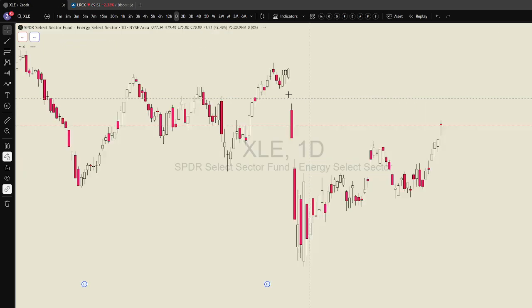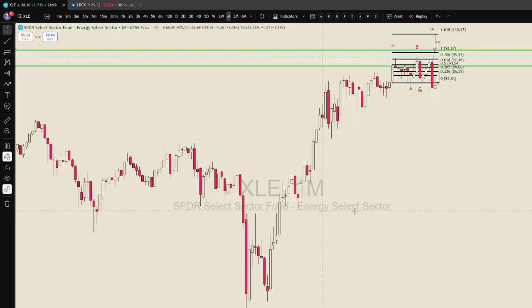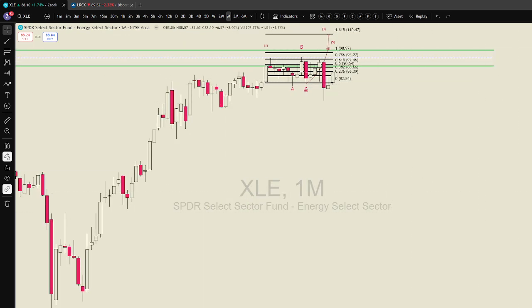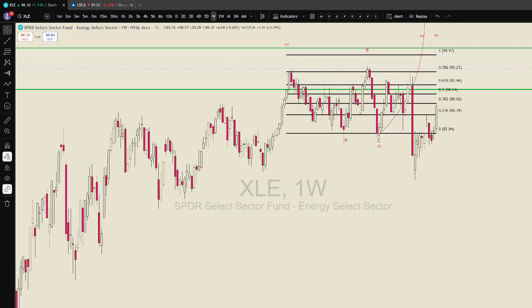So let me take a look at the indexes. I was taking a look at the monthly. If you guys can clearly see, the XLE has been in a sideways range for how many months? For almost a year or something like that, right?